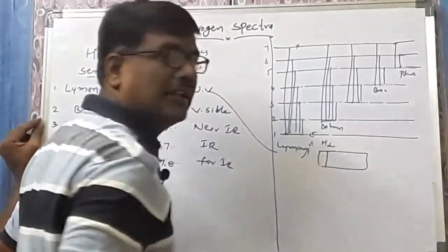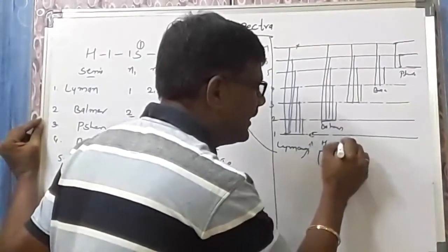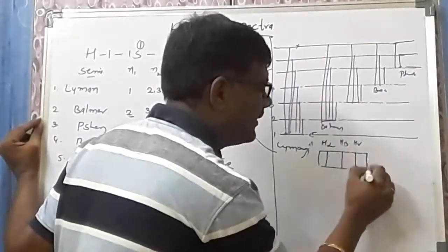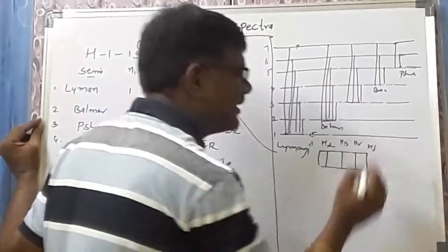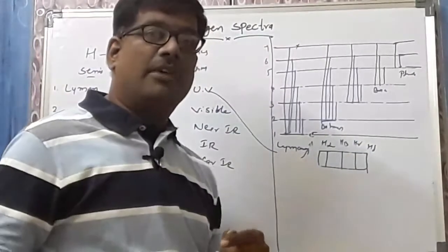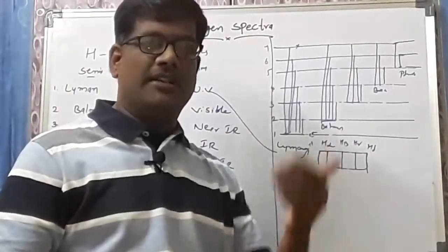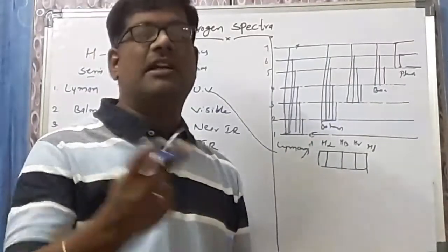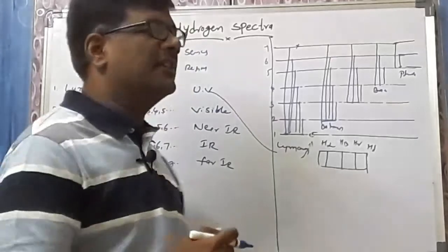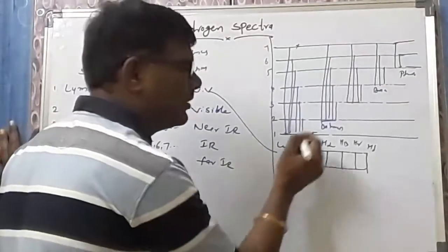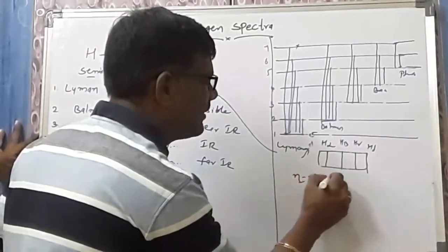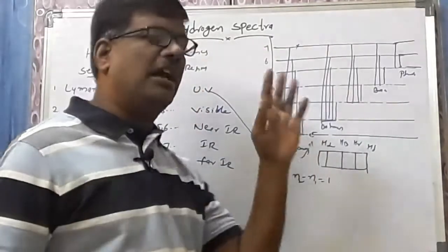the H alpha line. The second is called the H beta line. The third is called the H gamma line. And the fourth is called the H delta line. How is the H alpha line formed? 7 to 1, 6 to 1, 5 to 1, 3 to 1. So how can we say which is the first line in the Lyman series? For any series you take, n2 minus n1 must be equal to 1. Then it is said to be the alpha line.